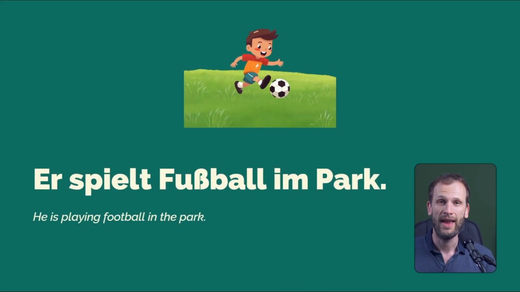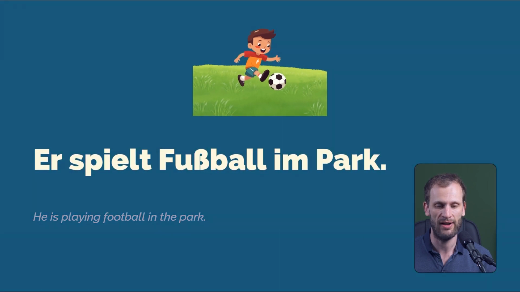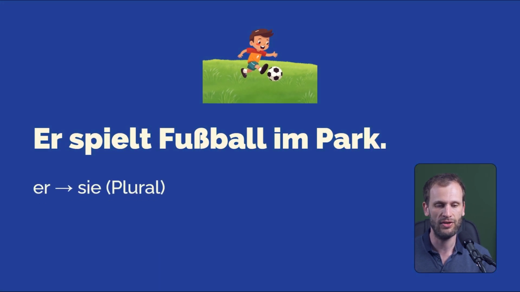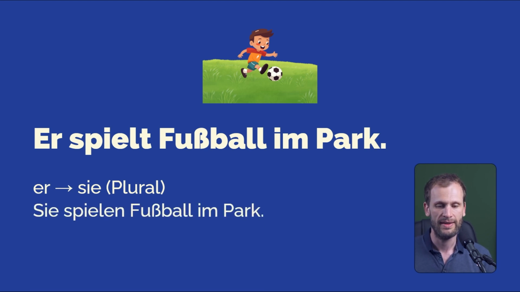Next sentence. Er spielt Fußball im Park. He is playing football in the park. Here I want you to change from the subject er to the subject sie, but it's not the third person singular, not she, it's the third person plural, so they. That would give us Sie spielen Fußball im Park. So the first person plural and the third person plural, which is what we have here, are the easiest because you always get en as the verb ending, which is always the same as the infinitive. Sie spielen Fußball im Park.